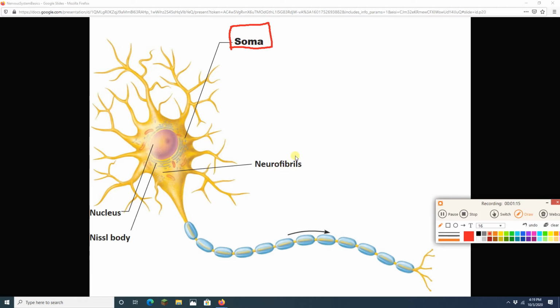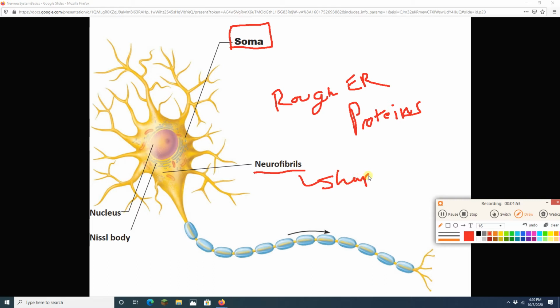We know what a nucleus is. The nucleus holds the chromosomes, the DNA. And the Nissl body is actually just a word for the neuron's rough endoplasmic reticulum, which we know is very important for making proteins. And making proteins is going to be crucial to the function of our neuron. And there are actually structural proteins that are turned into small little fibers that maintain the shape of the neuron. And those shape-maintaining fibers in the neuron are called neurofibrils. They're going to maintain the shape of our neuron.